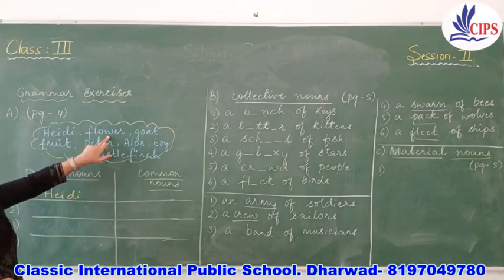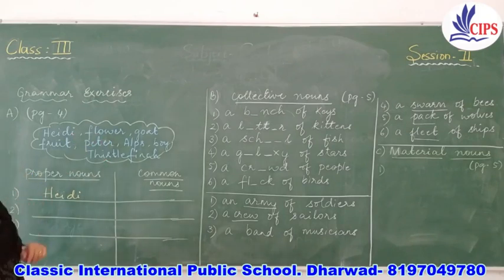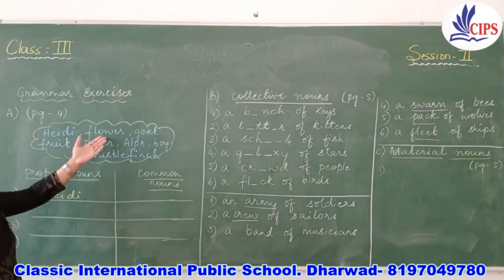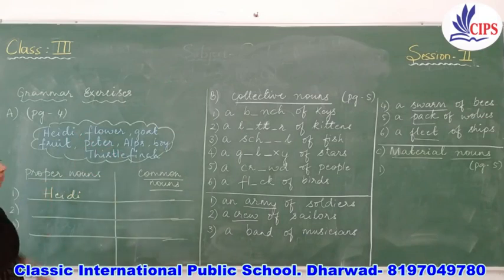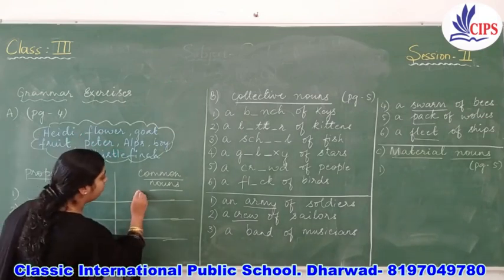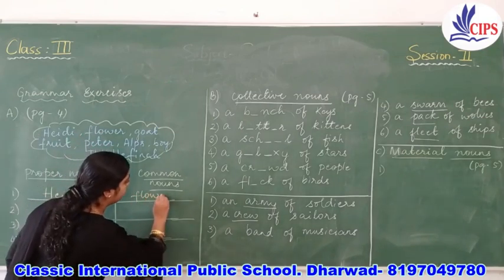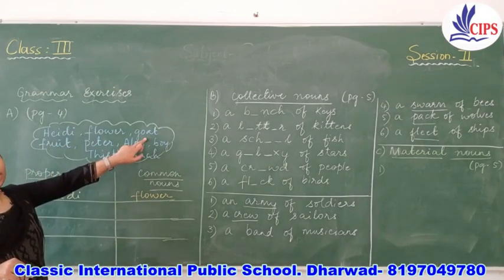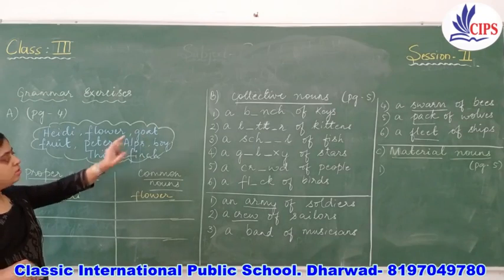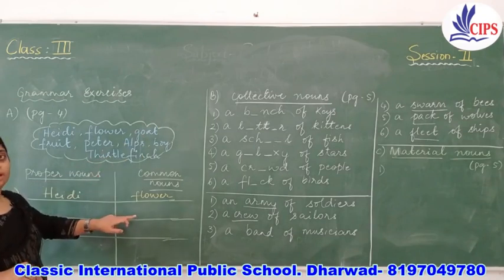Can you guess what it is? Yes, it's a common noun. They have not mentioned which flower it is. It is just a flower. It can be any flower, right? So it's the common term given to a flower. So it has to come here. Next we have goat. Again it's a common noun, so we have to put it under common noun.